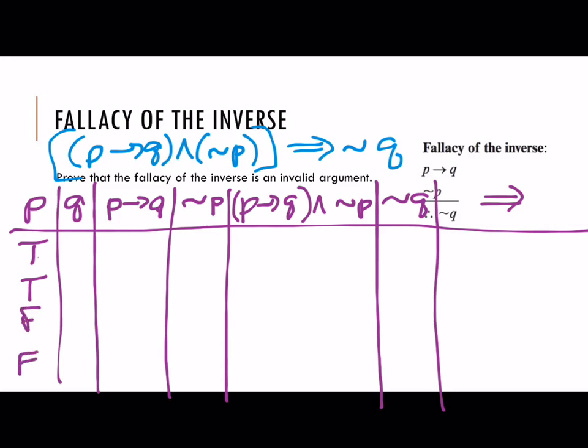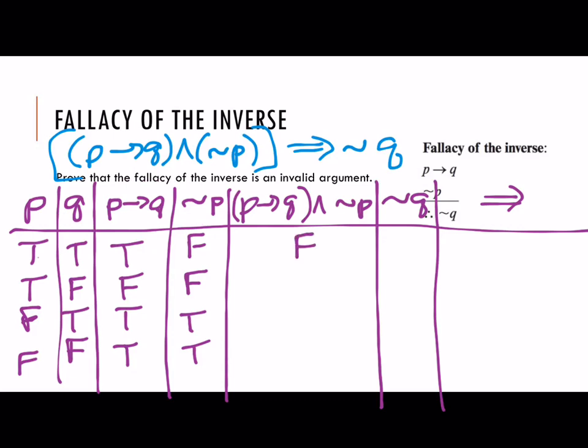True, true, false, false for P, and true, false, true, false for Q. And then follow the rules for if P then Q. We've got true, false, true, true. The column for not P, so we would have false, false, true, true. Okay, and then follow the rules for a conjunction of the last two columns that we just did. So true and false is false, false and false is false, true and true is true, true and true is true. And then not Q, so go back and do the negation of the Q column. So that would be false, true, false, true.